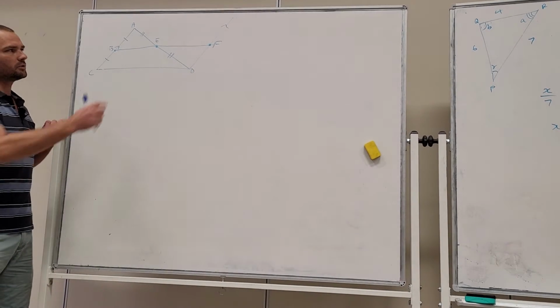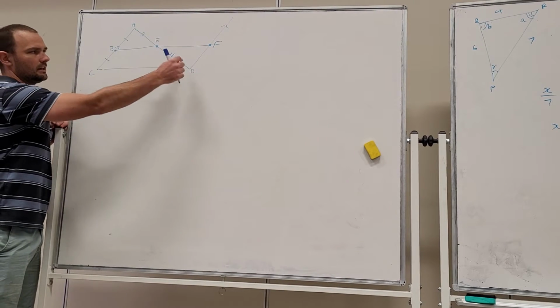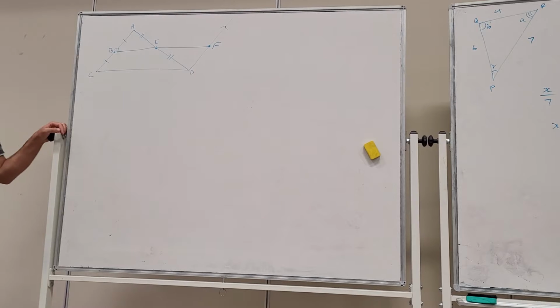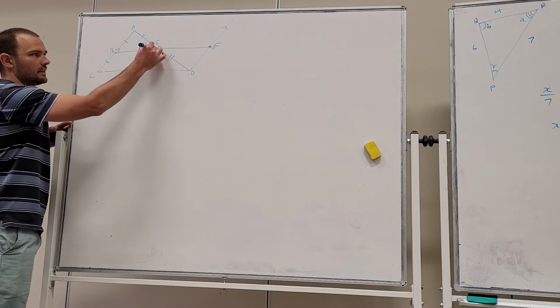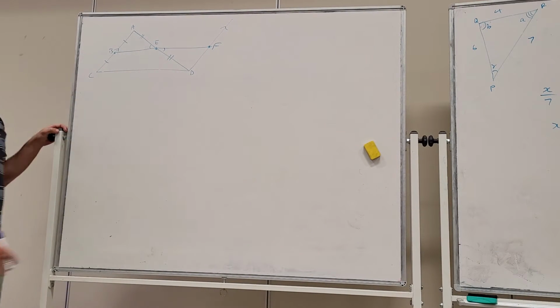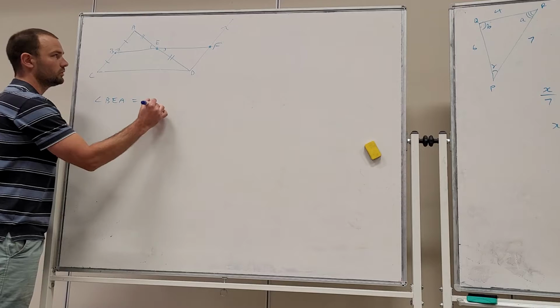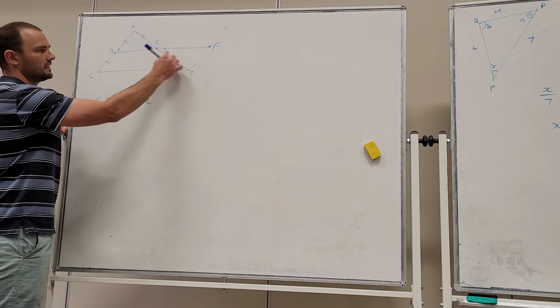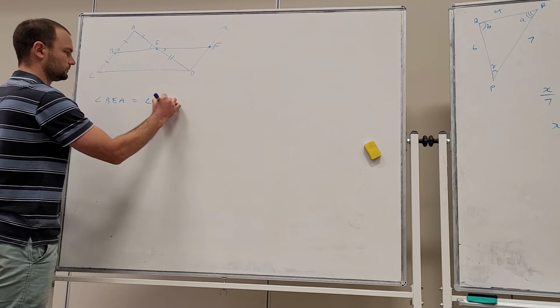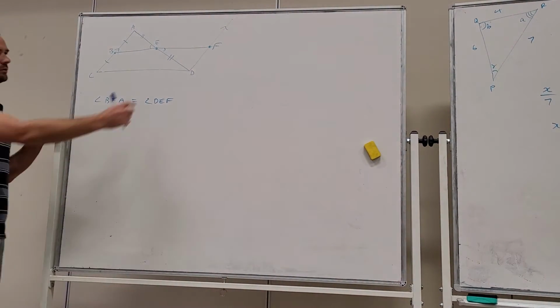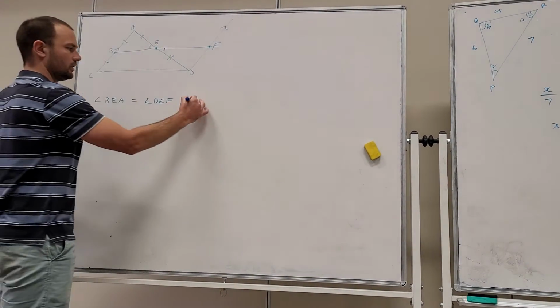So the first thing we're going to do is establish that ABE and DEF are similar triangles, okay? We can see that these angles are equal because they're vertically opposite. So that's going to be the first statement that we make. Angle BEA is equal to angle DEF, because they're vertically opposite.